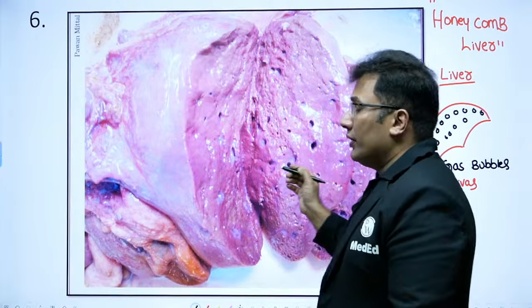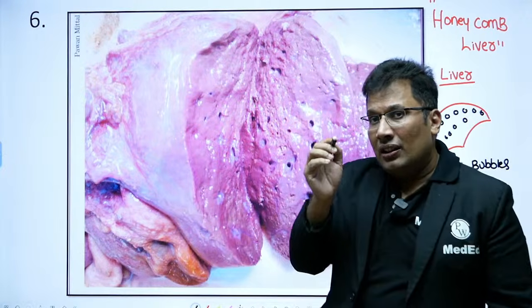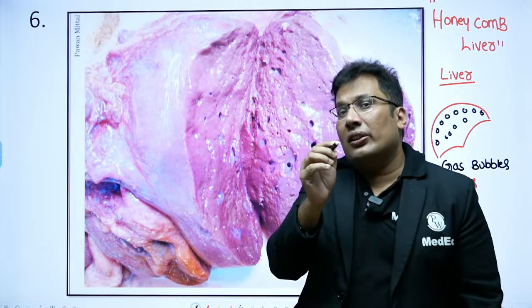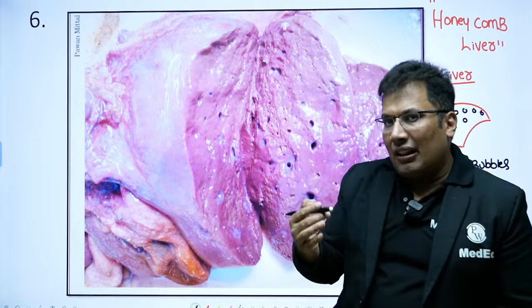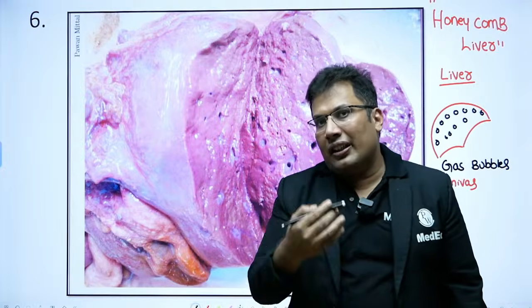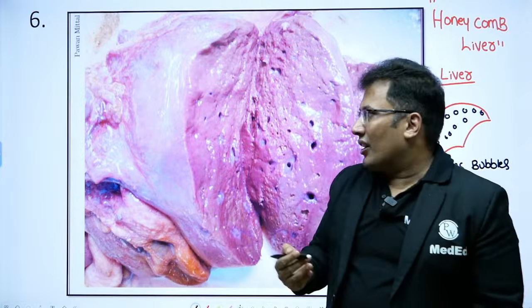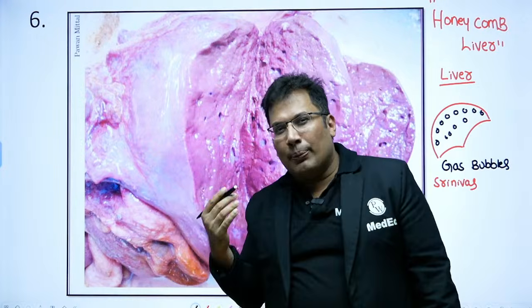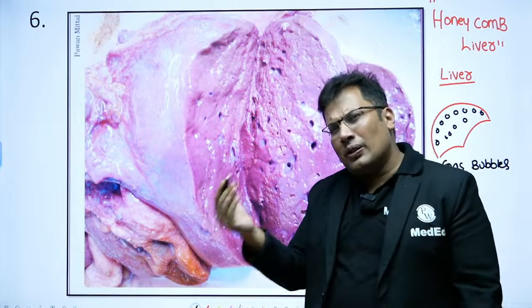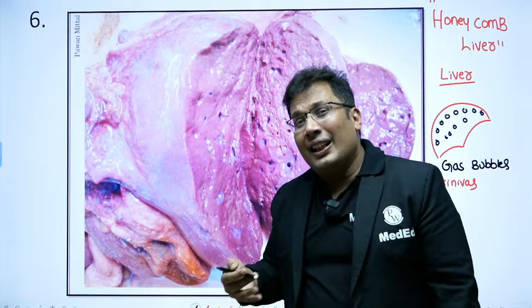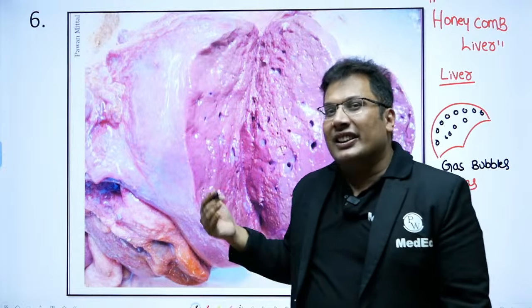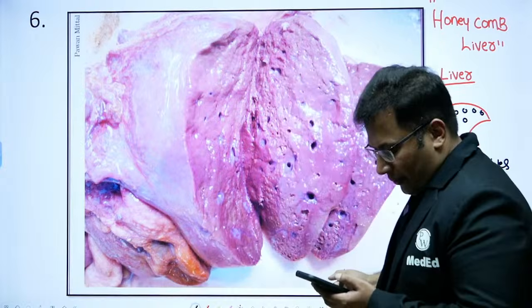Honeycomb liver is because of the gas formation within the liver. Gas gangrene or the Clostridium welchii, when it causes putrefaction, there can be a gas bubble-like appearance. So probably because of putrefactive changes, because of the proteolysis, because of the decomposition change in the liver. That's all.